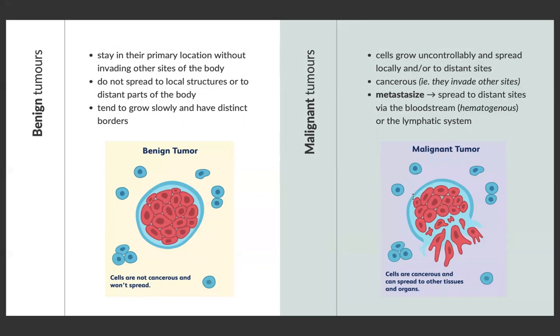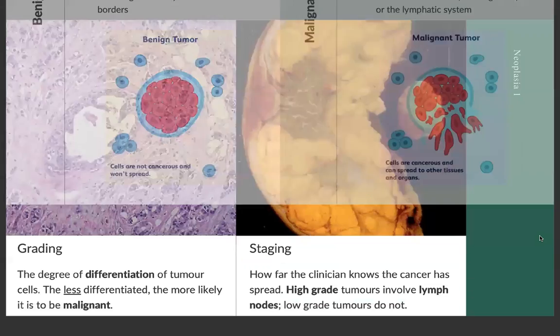And as for malignant tumors, they grow uncontrollably, they spread to other tissues, and they invade distant sites. These are considered cancerous, and they have a feature of metastasis, which is where they spread to other parts of the body, whether by the blood, which is called hematogenous spread, or the lymphatic system. And so they tend to be a lot more dangerous, and malignant tumors is essentially what you fear. And they have a much poorer prognosis, of course.